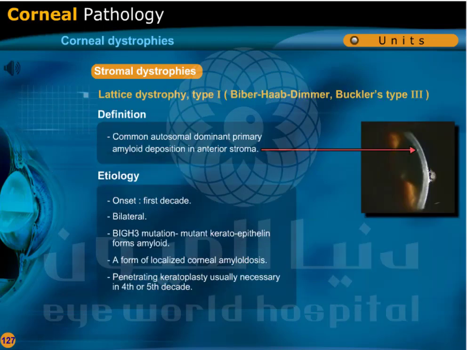Lattice dystrophy, type 1, Biber-Haab-Dimmer, Bücklers type 3. This is a common autosomal dominant primary amyloid deposition in the anterior stroma. The onset is in the first decade. It is a bilateral condition with BIGH3 mutation. Mutant keratoepithelin forms amyloid. It is a form of localized corneal amyloidosis. Penetrating keratoplasty is usually necessary in the 4th or 5th decade.